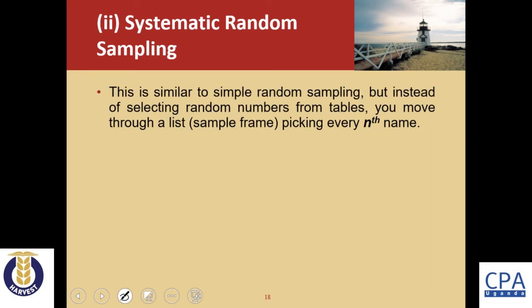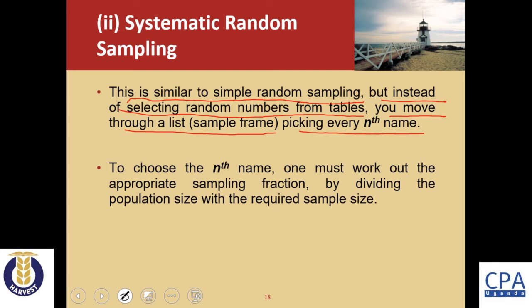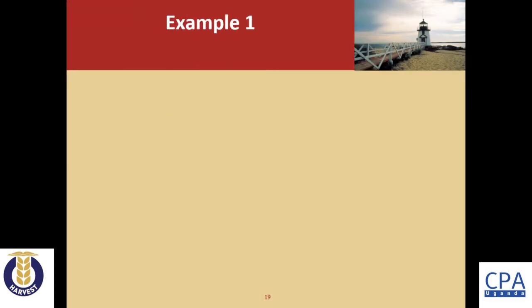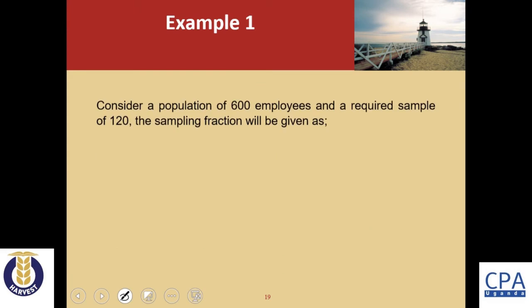Under systematic random sampling, it is similar to simple random sampling, but instead of selecting random numbers from tables, you move through a list, which you call a sampling frame, picking the nth name. To choose the nth name, one must work out the appropriate sampling fraction by dividing the required sample size by the population size. Here I'm giving an example of how it is done.